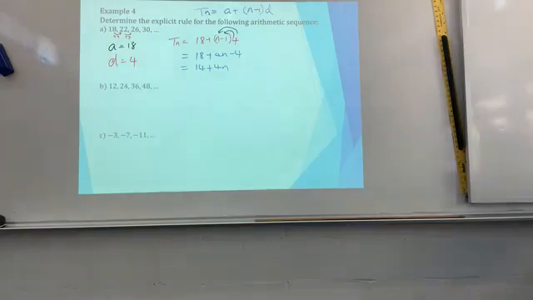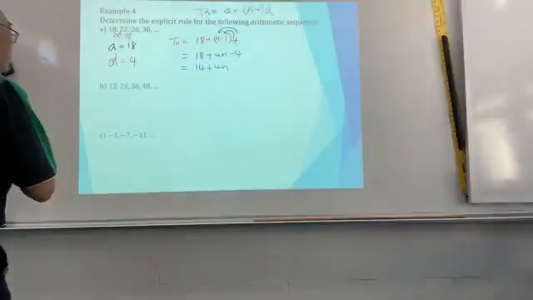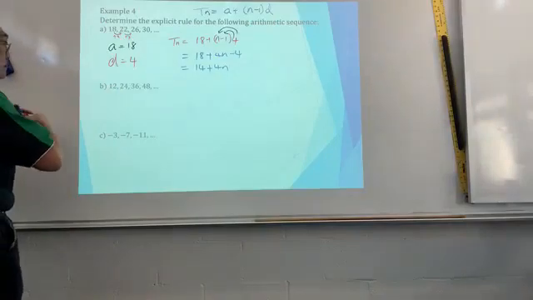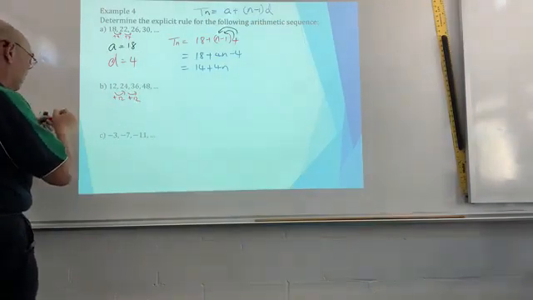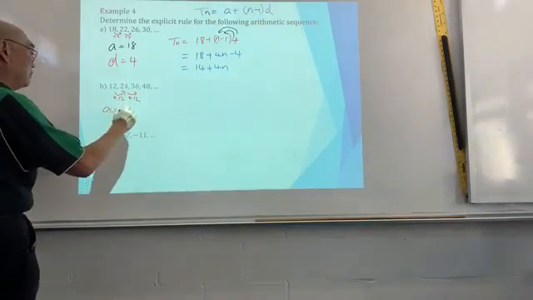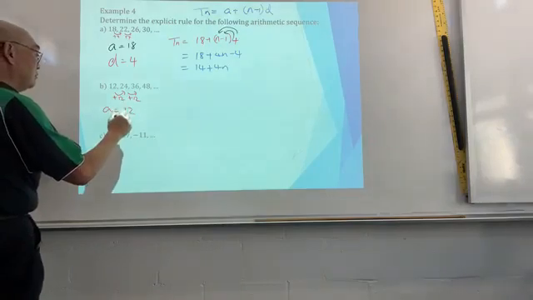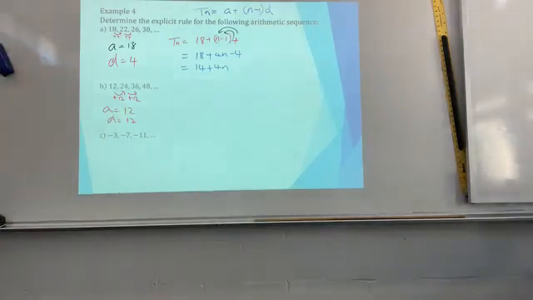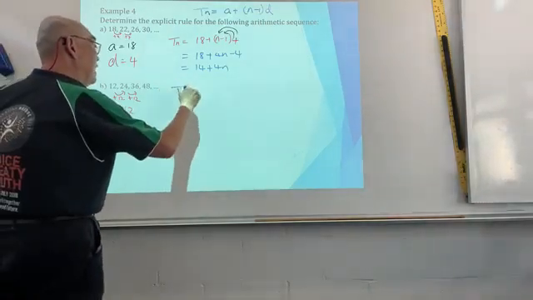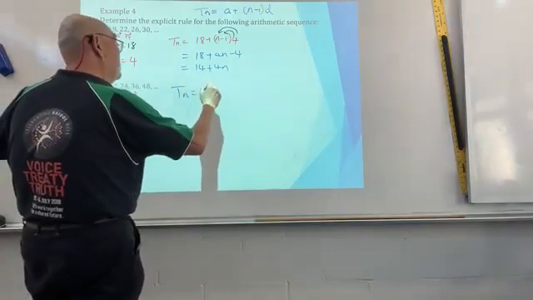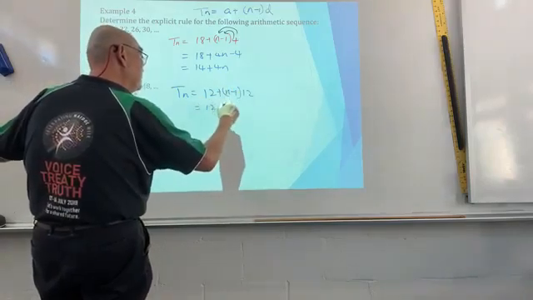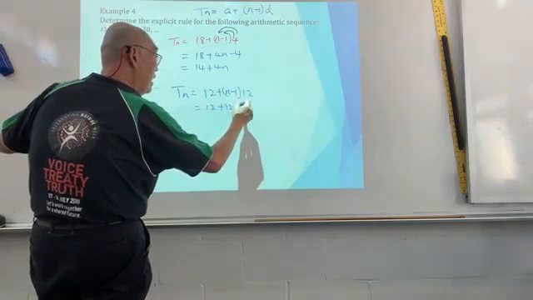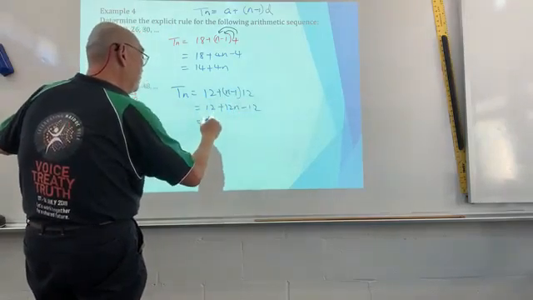First, find out what A is and find out the difference. In this case, A and B are the same, 12. So therefore, the nth term equals 12 plus n minus 1 times 12, which is 12 plus 12n minus 12, which is 12n.